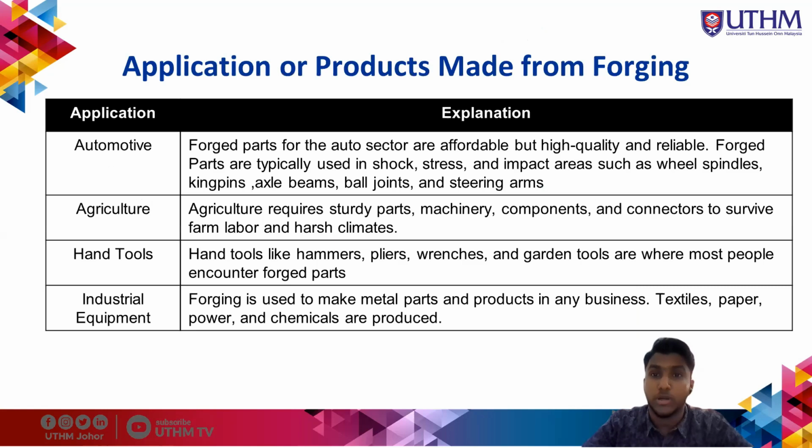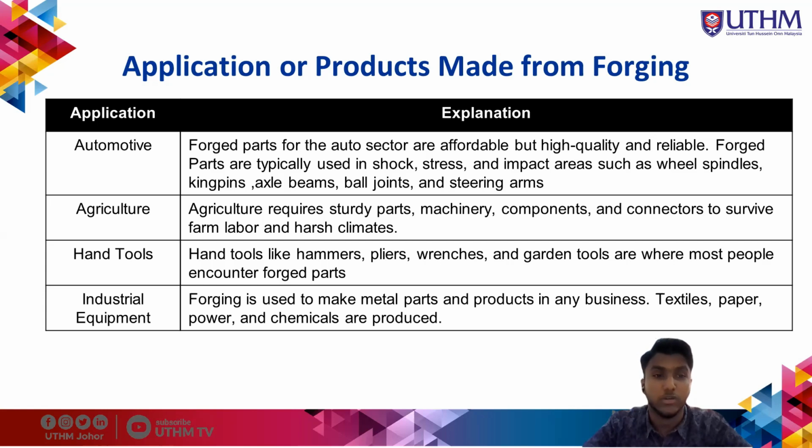Next, the application of products made from forging. The first application is automotive. Parts for the auto sector, as I mentioned just now, are the piston, kingpins, ball joints, and steering arm. Next, the agriculture sector requires sturdy parts, machinery components, and connectors to survive farm labor and harsh climates.